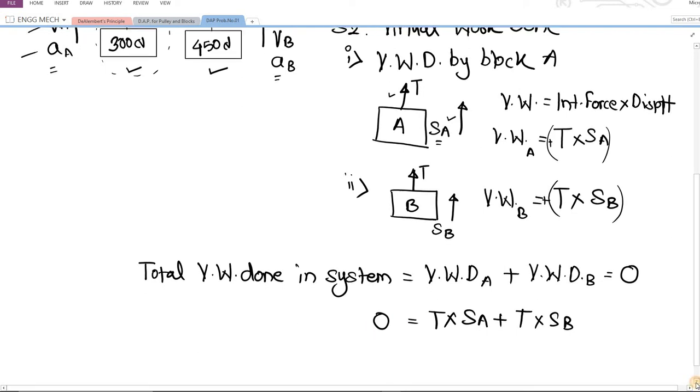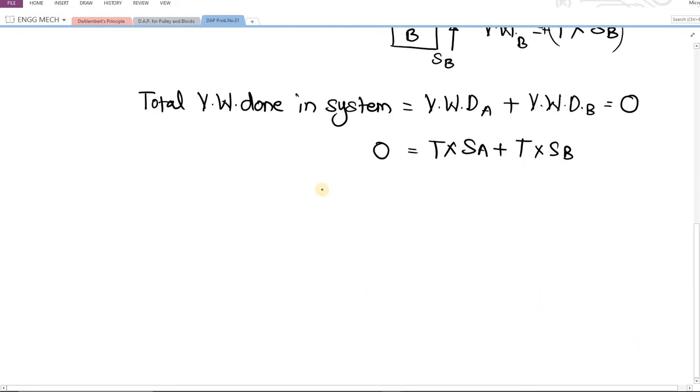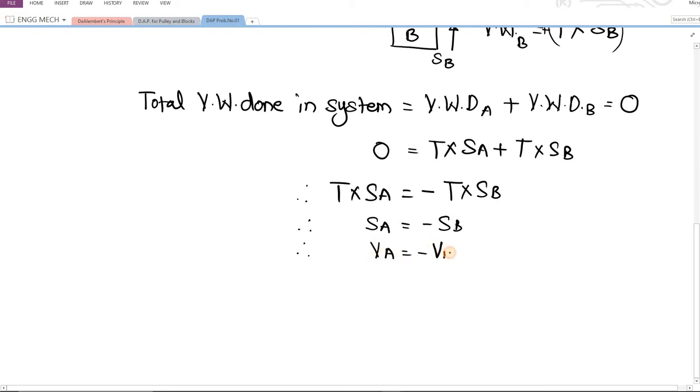Thereby what can we write here? We can write that T into SA is equal to minus T into SB. Now we can cancel the value of T because T is common throughout the system. That's why we can narrow down this statement as SA is equal to minus SB. Now if we differentiate displacement with respect to time, we will get VA is equal to minus VB.